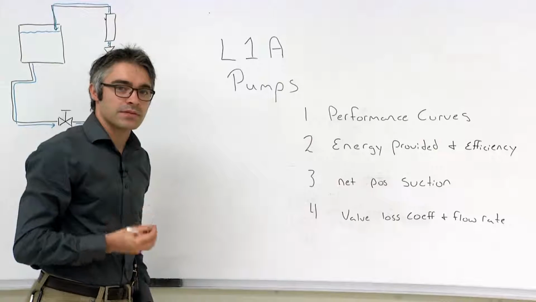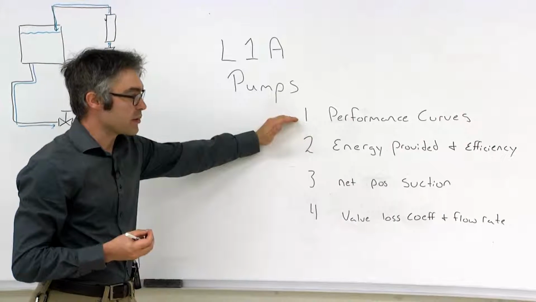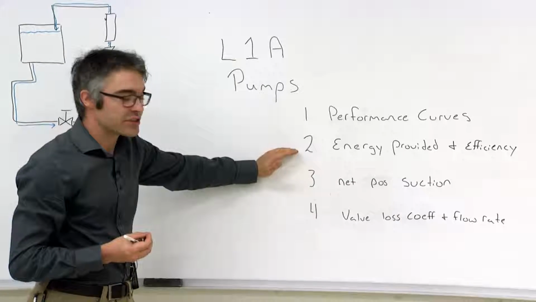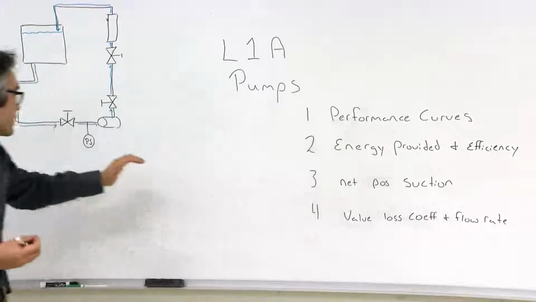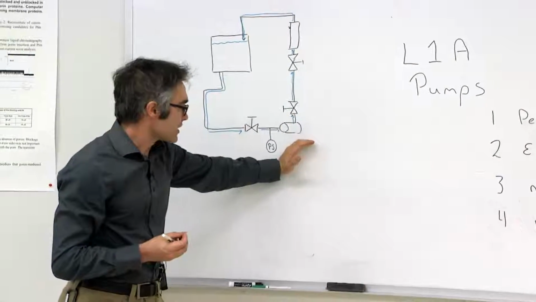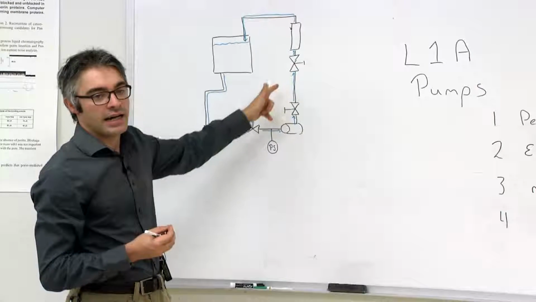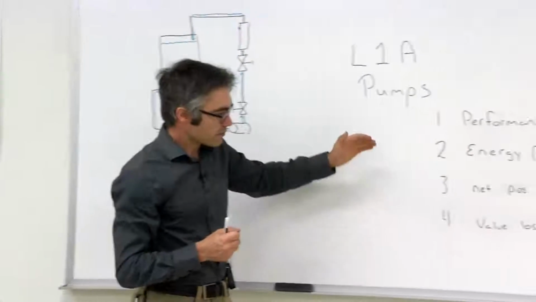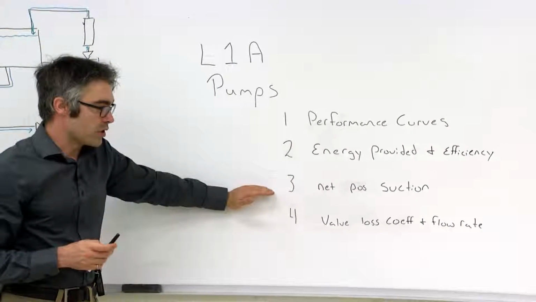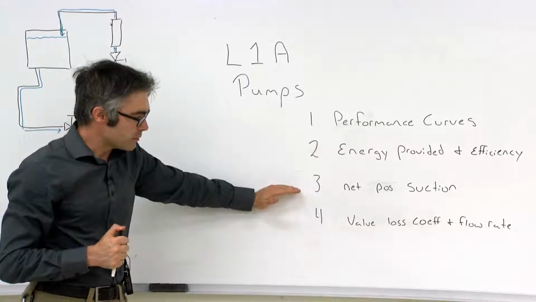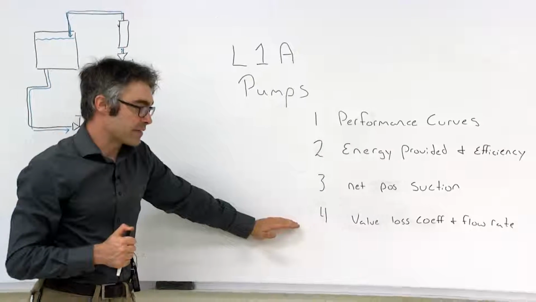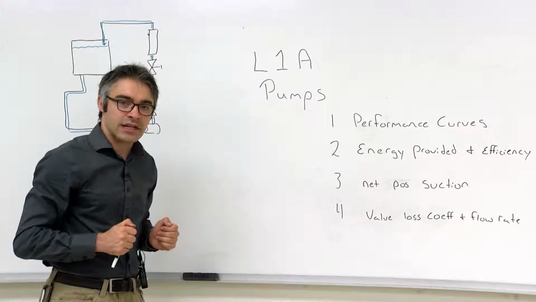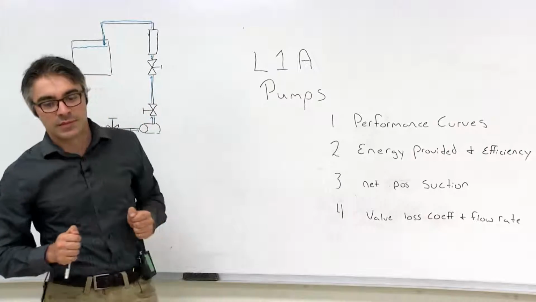There will be 4 objectives for this laboratory. The first objective will be to compare the performance curves for each pump. Second, you'll be looking at the energy provided and the efficiency. For each pump, you will be collecting the pressure and the flow rates. You also have the amount of power consumed by the pumps, provided to you in watts. Next, you'll be looking at the net positive suction available by the pump and comparing the valve loss coefficients and the flow rates. Now let's go down and look at the apparatus, and then you'll have a better idea of what we're working with when you come into the laboratory.